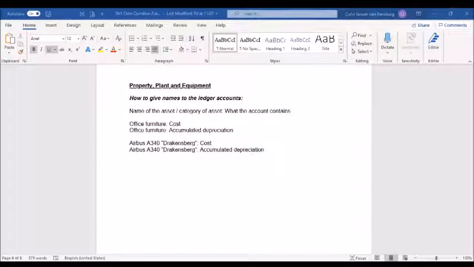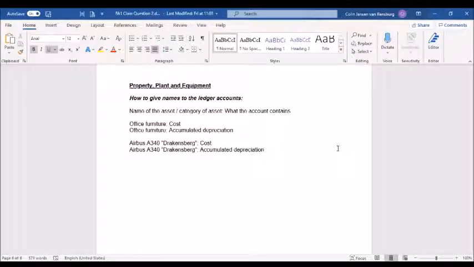Now, most of these standards do not only deal with measurement, they do not only deal with definitions. One of the more important parts of any of the standards deals with the presentation and disclosure of the item that is in that standard. And as we know, we are dealing with standard number 16, International Accounting Standard number 16, which is actually titled Property, Plant and Equipment. So today we are going to be looking at the presentation and disclosure of it.